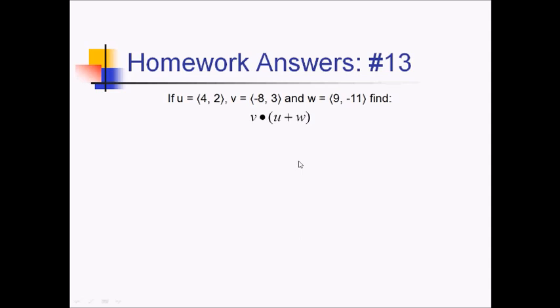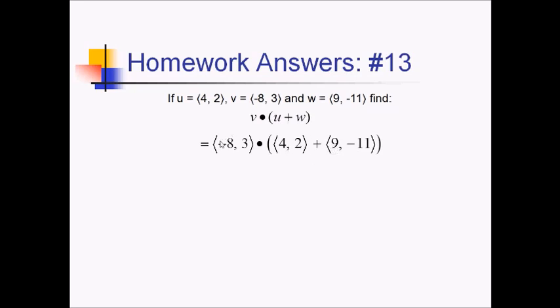For this last problem, I've got v times (u plus w). One way you could do this is distribute the v to the u and the w, just like normal multiplication. I, on the other hand, decided to just add u and w inside and then dot multiply it by v. So let's start by replacing everything with the component form. We've got negative 8 comma 3 out here, and inside we've got 4 comma 2 plus 9 comma negative 11. So I'm going to add the stuff inside here first. That's pretty easy to do.